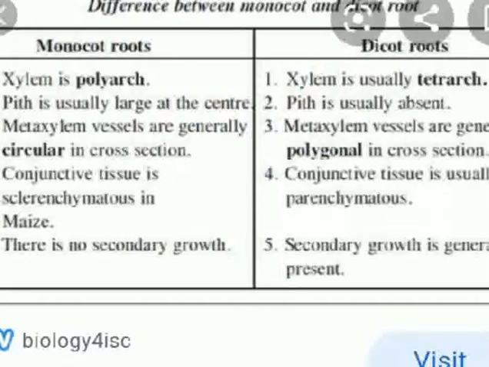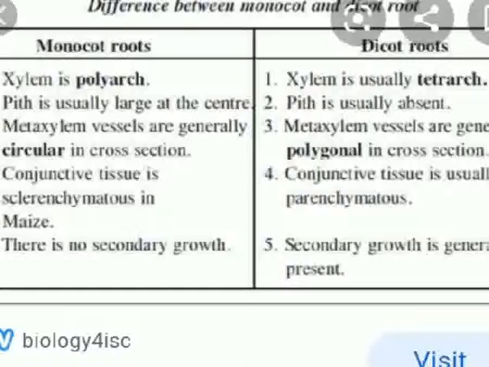The cortex consists of several layers of thin-walled parenchymatous cells. Then the innermost layer of the cortex is the endodermis, which has the Casparian strips, made of suberin, a waxy material. Now, xylem is polyarch in monocot roots, whereas it is tetrarch in dicots. That is, it is star-shaped, and various bundles of the vascular xylem are present in the monocots, whereas they are four in the case of tetrarch.